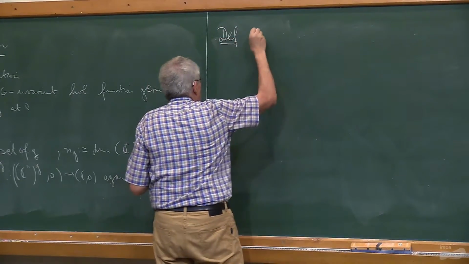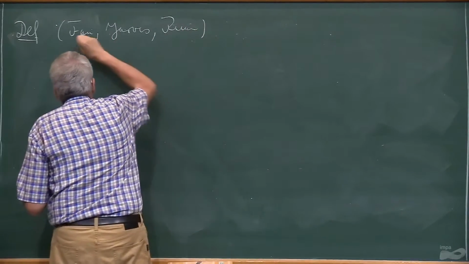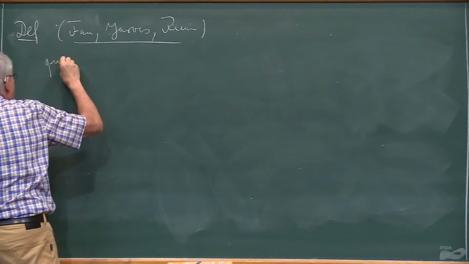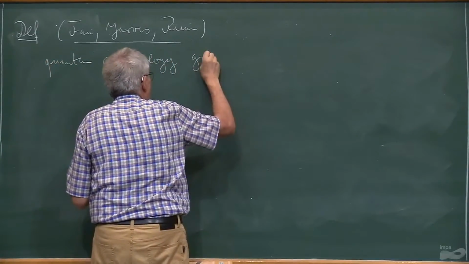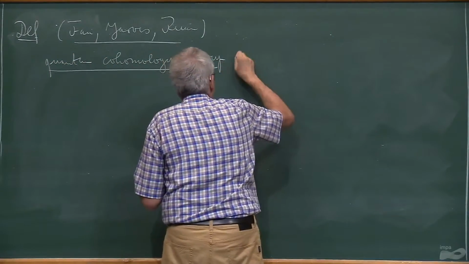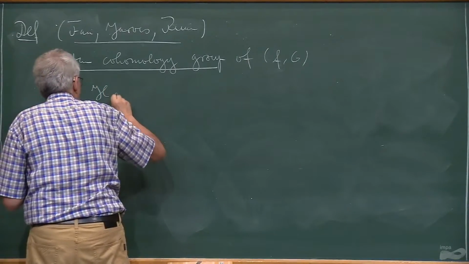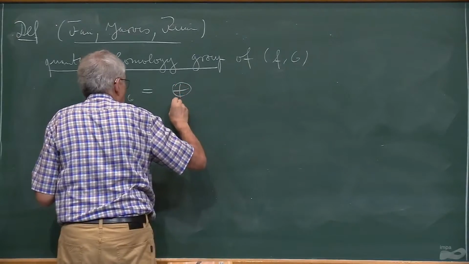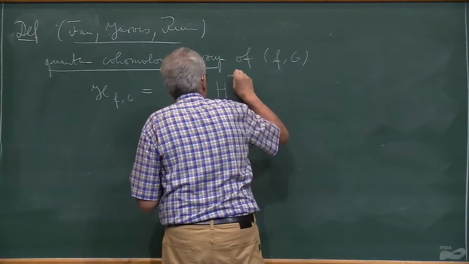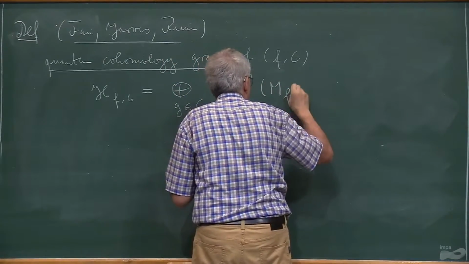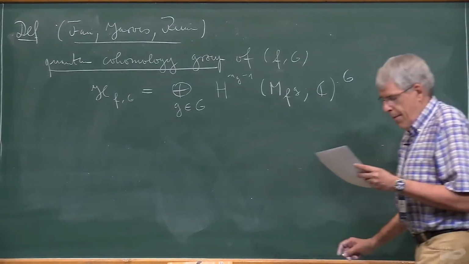Fan, Jarvis, Ruan give the definition of a quantum cohomology group of such a pair Fg, and it is denoted by script F, G, and it is the direct sum over all group elements g of G of the H^(n_g minus 1) cohomology group of the Milnor fiber of Fg with complex coefficients, and one considers the G invariant part of it.